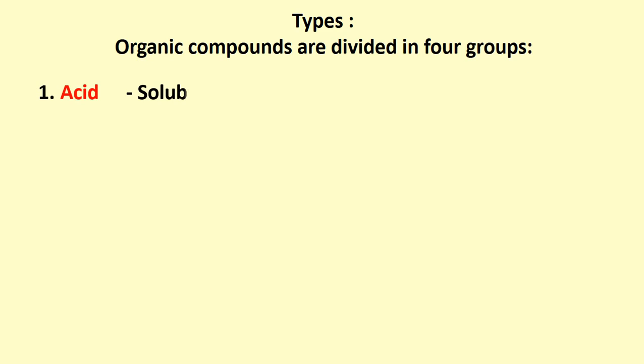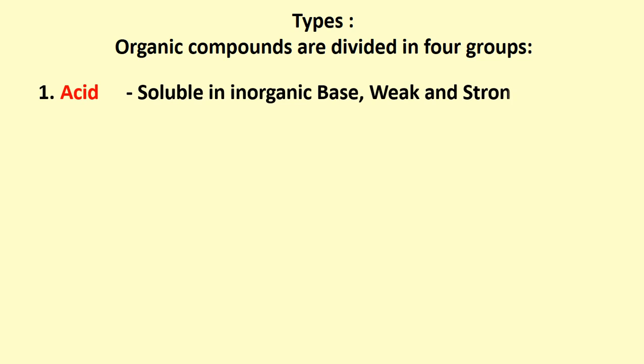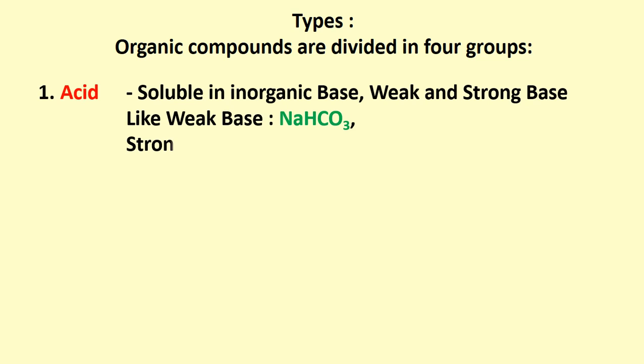The first one is the acid. Acid is soluble in inorganic bases, both the weak base and the strong base. For example, the weak base is NaHCO3, bicarbonate, and the strong base is NaOH. So simply, acid is soluble in base, both weak and strong.